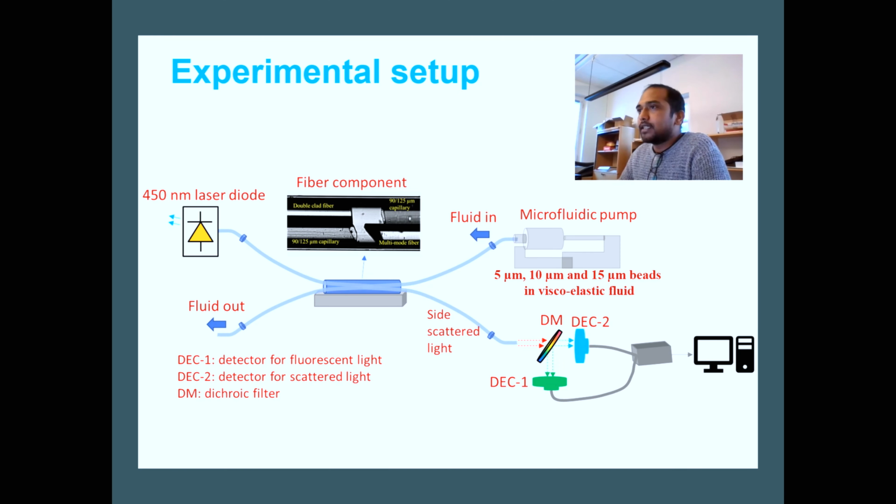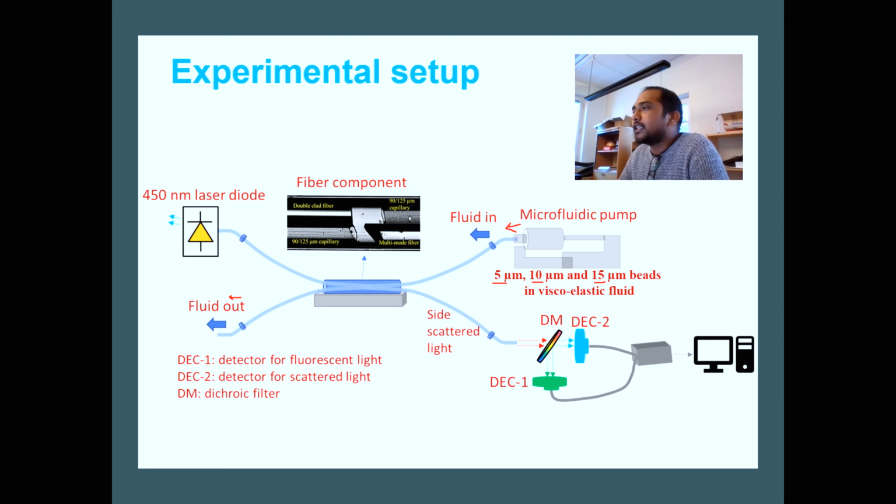This is the experimental setup. We have a 450 nanometer laser diode emitting blue light, and it is coming into this fiber optic component which we have fabricated. And we also have a microfluidic pump that contains viscoelastic fluid. The viscoelastic fluid has three different sizes of beads, that is 5 micron, 10 micron, and 15 micron, and it is pumped through this microfluidic pump, and the particles flow through this component and are let out at the fluid out.